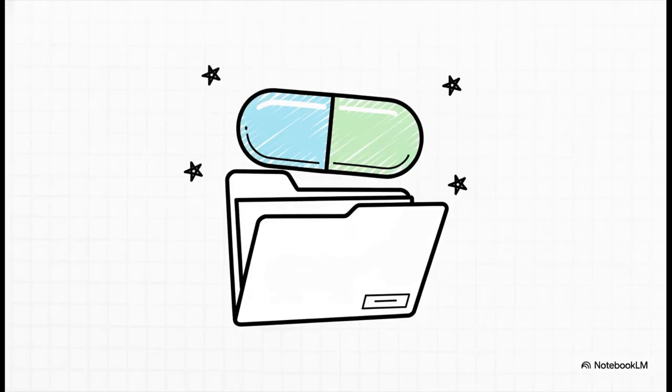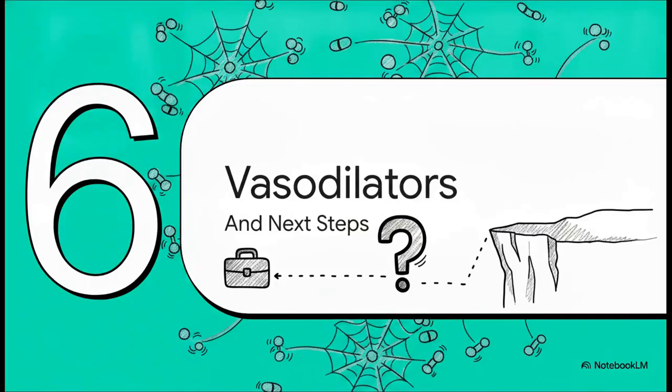Moving on to class number 6 in our primary list, we have the ganglion blockers. And for this one, we currently just have one solitary drug listed to remember: trimethaphan. Super short, sweet, and easy to file away. And just like that, we've made it to the final section of our breakdown. Section 6, Vasodilators and Next Steps.